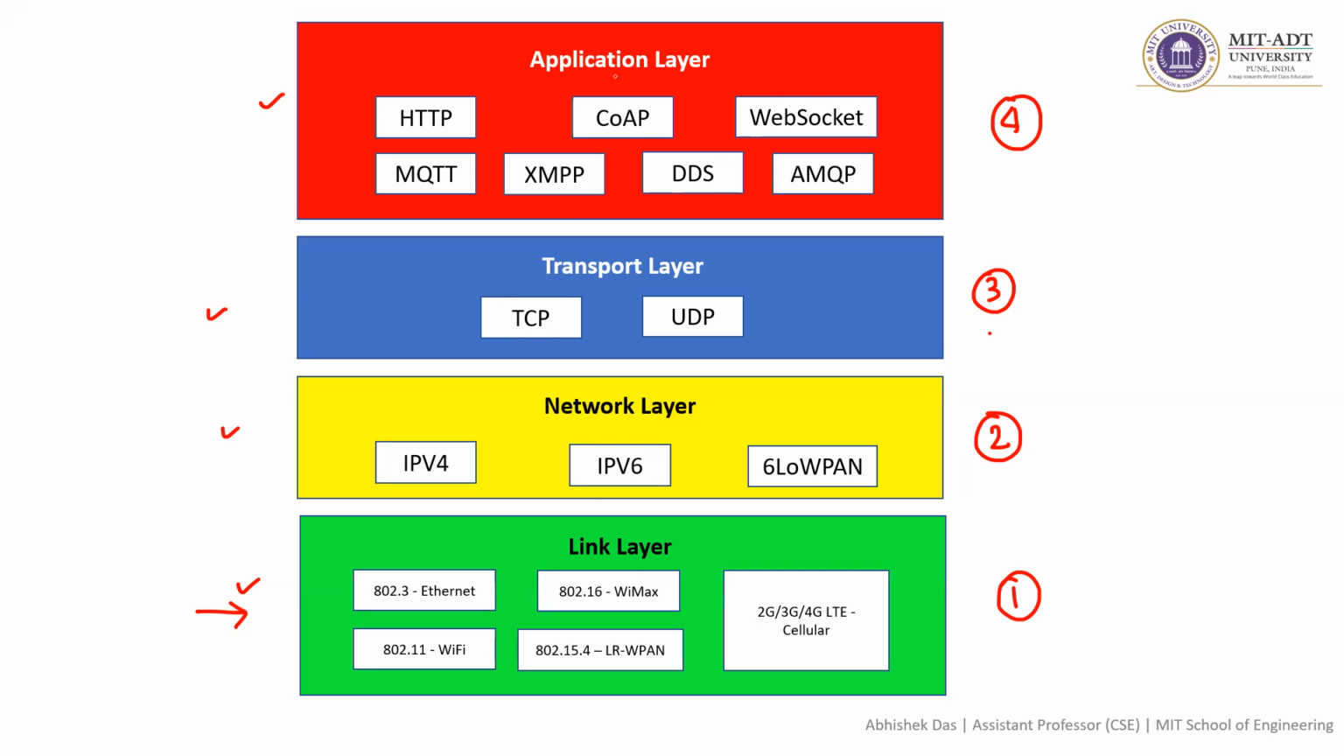Just let me know if you have any issue up to this, regarding what the different layers are and the different functions I have already explained for the different networking layers of IoT. If you have any issue up to this, let me know now.